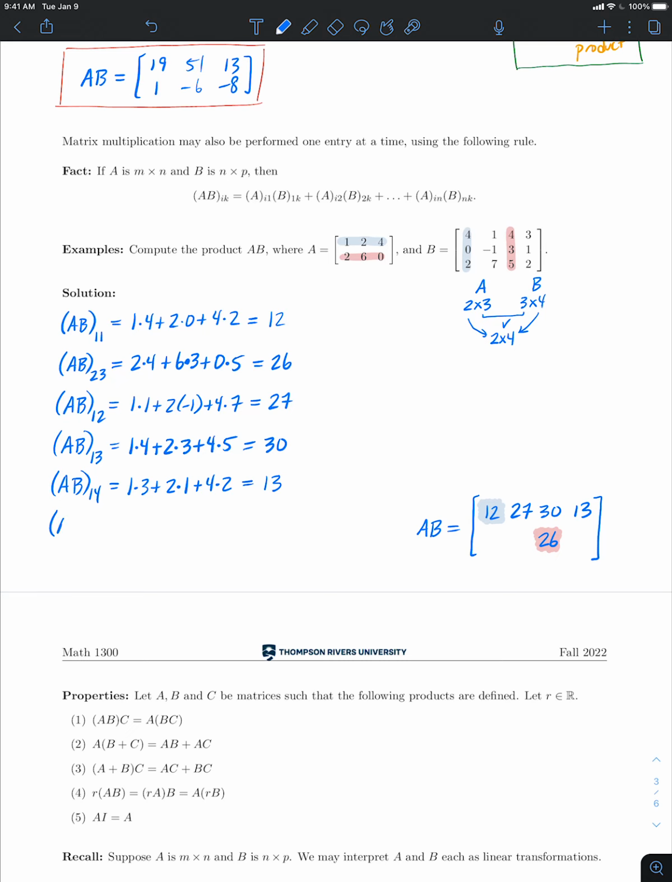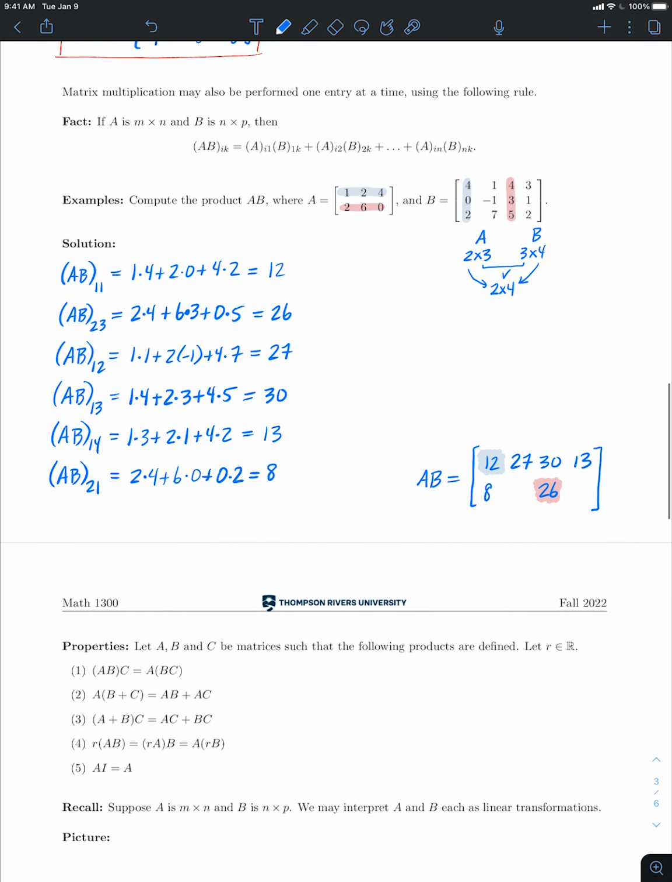And now we can finish off our second row. So AB 2, 1. So second row, first column, we're talking about this entry. So we're going to take the second row of A and the first column of B. So we're going to have 2 times 4 plus 6 times 0 plus 0 times 2, and that works out to 8. 8 plus 0 plus 0. So we've got an 8 in that position.